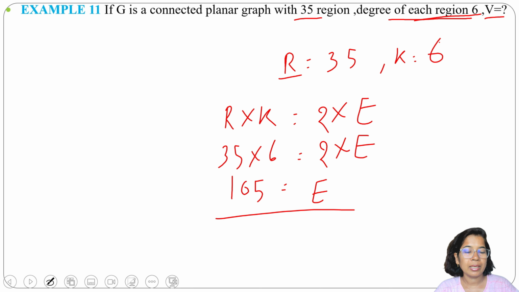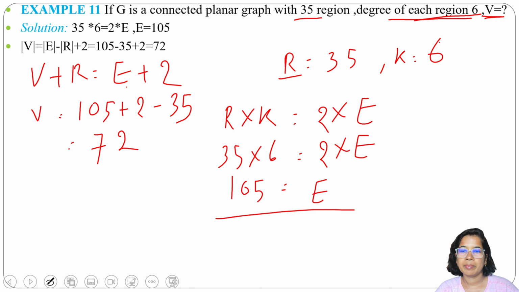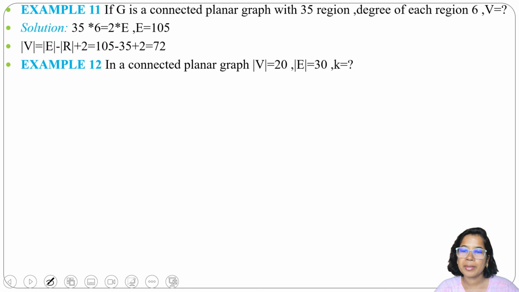Next we'll apply the Euler formula for finding B. So B plus R equals E plus 2. B we don't know. E is 105, plus 2, minus R. R is 35. Answer will be 72. There are 72 vertices. Next example, example 12.